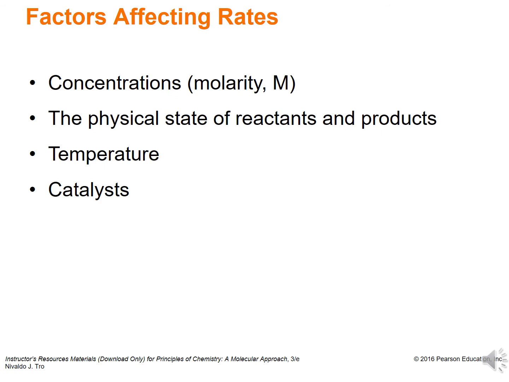So temperature tends to play a big role in affecting the rates of reactions. And then finally, catalysts can affect the rate of reactions. They shouldn't affect the overall position. We'll talk about that next chapter on equilibrium, but they do play a role in speeding up at least one step in a mechanism, if not an overall reaction. So those are some key factors affecting rates of reaction.